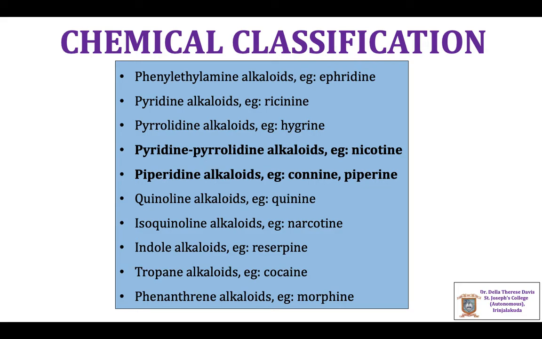Some important classes are phenylethylamine alkaloids, pyridine alkaloids, pyrrolidine alkaloids, pyridine pyrrolidine alkaloids, piperidine alkaloids, quinoline, isoquinoline, indole alkaloids, tropane, phenanthrene alkaloids, etc. Nicotine, which is an example of a pyridine pyrrolidine alkaloid, and coniine and piperine, which are examples of piperidine alkaloids, are discussed in detail.